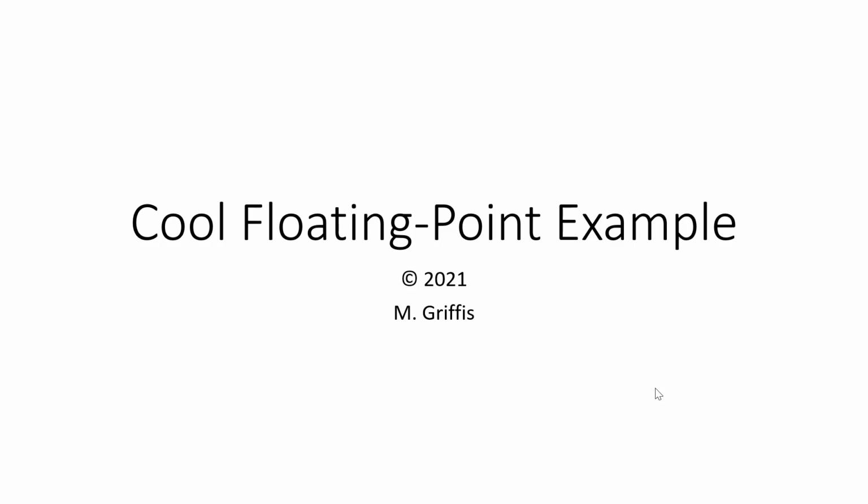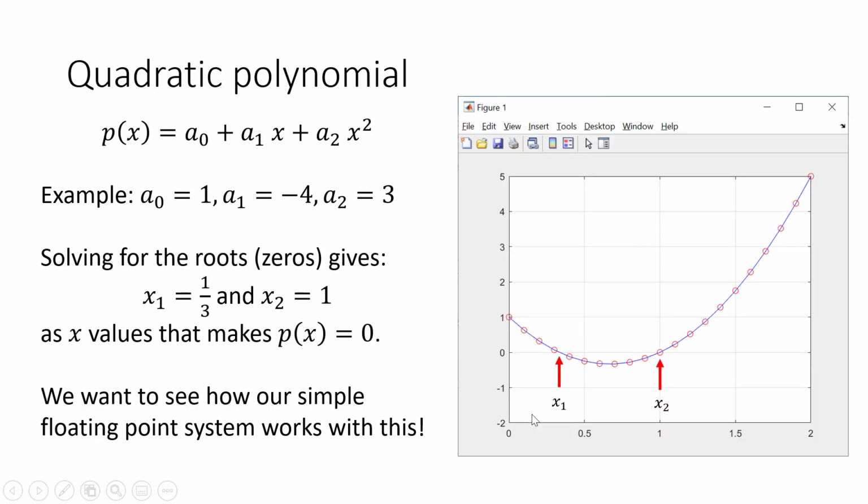Hello, today I'd like to investigate a cool floating point example and see what we can learn. Do you remember the quadratic polynomial where you have three coefficients listed in ascending order as A0, A1, and A2?